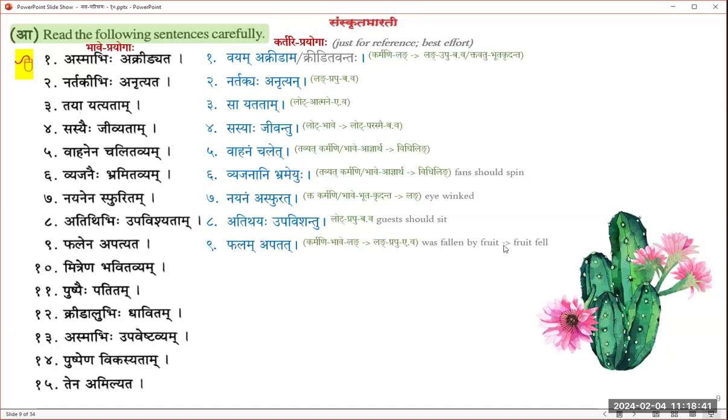Okay. So "was fallen by the fruit" changes to "fruit fell." Ekavachana to follow one fruit. Mitrena bhavitavyam. Tavyat. Back to tavyat. They are switching quickly. Okay.